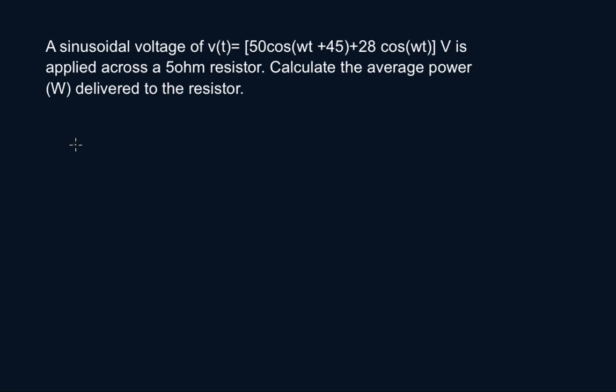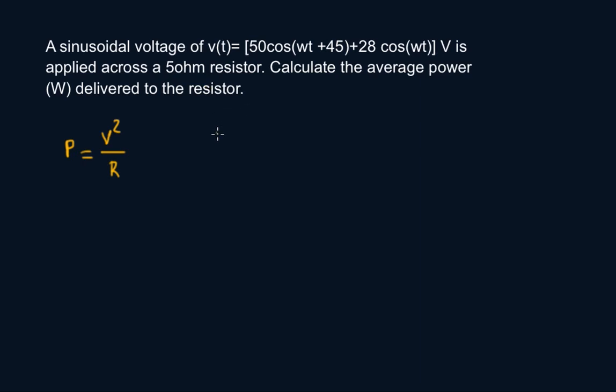But in this case, we want to apply the formula of P equals V squared over R, because we have all the parameters here. We have V, we have R. Now this voltage over here is the RMS value of the voltage. So we have to calculate the magnitude of the voltage and then take the RMS value of that.